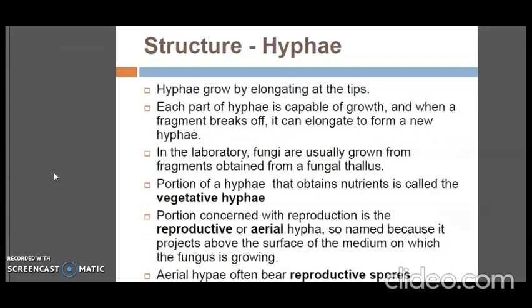Hyphae grow by elongating at the tips. Each part of hyphae is capable of growth, and when a fragment breaks off, it can elongate to form new hyphae. In the laboratory, fungi are usually grown from fragments obtained from a fungal thallus, or the vegetative body. The portion of a hypha that obtains nutrients is called the vegetative hypha. The portion concerned with reproduction is the reproductive or aerial hypha, so named because it projects above the surface of the medium on which the fungus is growing. Aerial hyphae often bear reproductive spores.